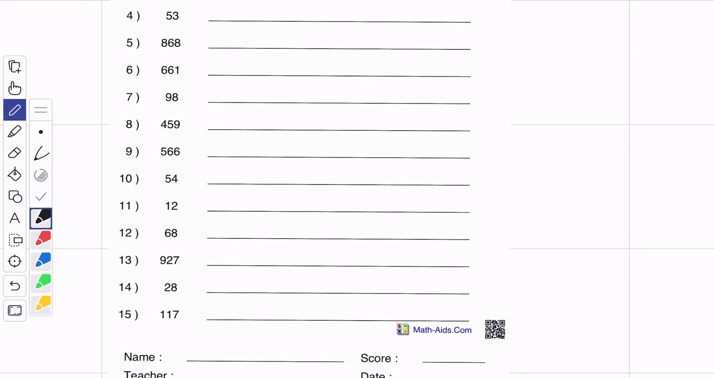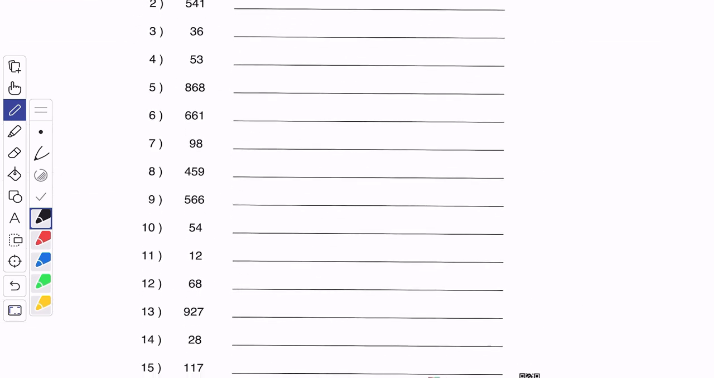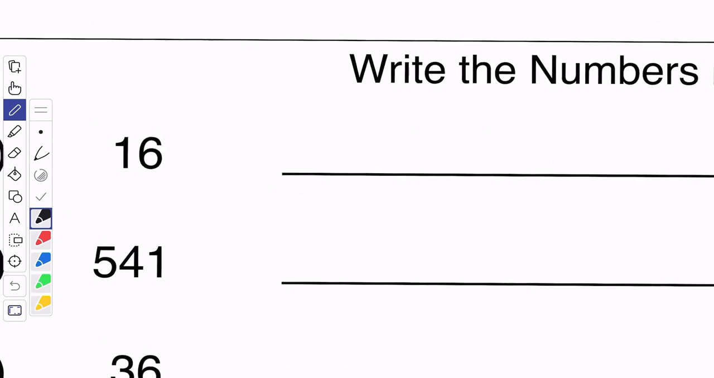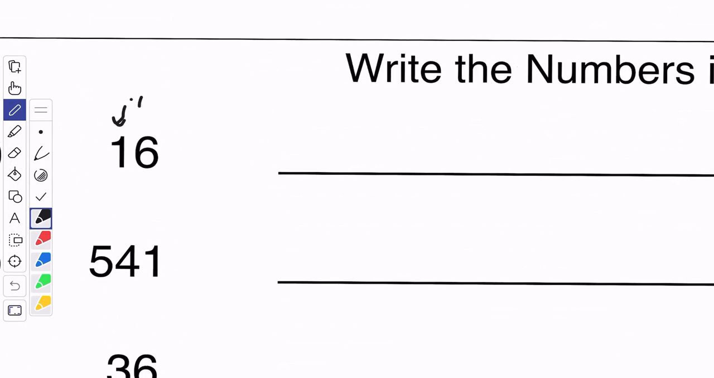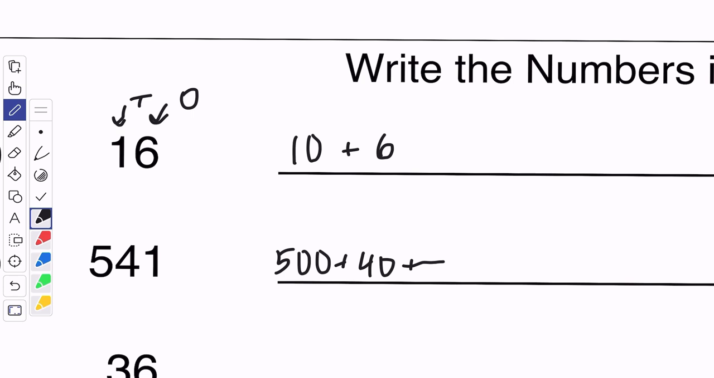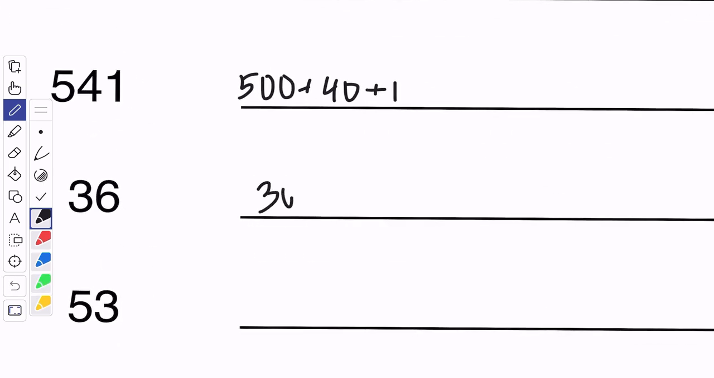Now we kind of have some of our two-digit numbers and our three-digit numbers. So let's do this. Here are our tens, and then here's our ones. So we have a 10 plus 6. We have a three-digit number. We have 500, four tens, and one. We have three tens plus six ones. 50 plus 3.